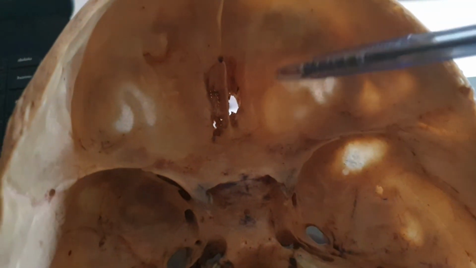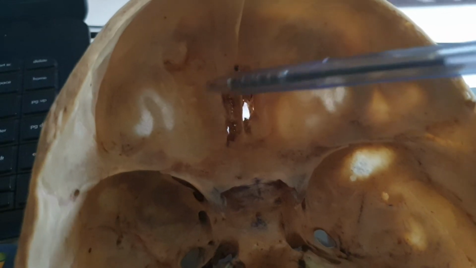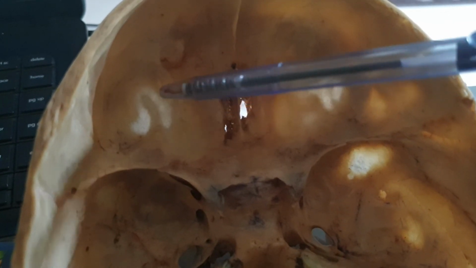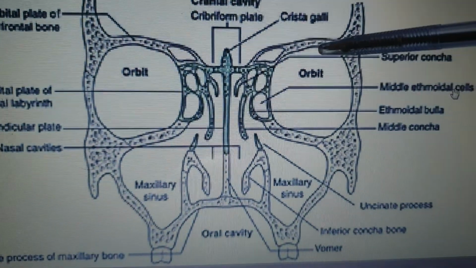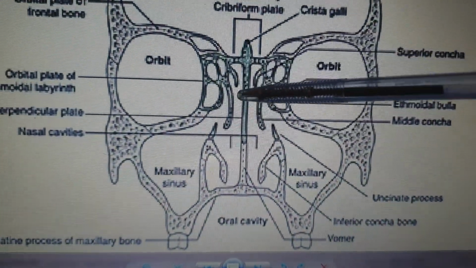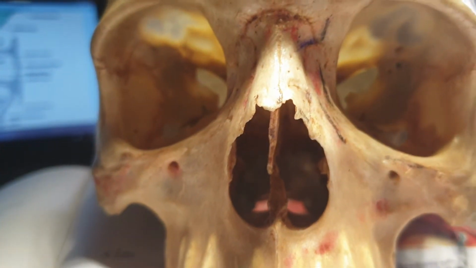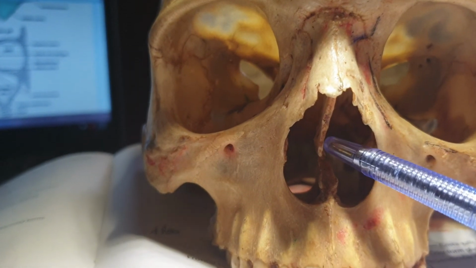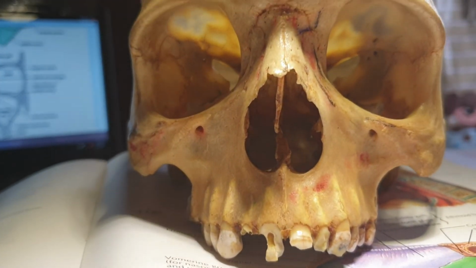If you see it on the actual skull, here is the crista galli, on both sides is the cribriform plate, and then comes the orbital plate of the frontal bone. And obviously beneath this orbital plate are the orbits. Then comes the perpendicular plate of ethmoid bone, which forms the nasal septum. And here in the actual skull, this is the perpendicular plate of ethmoid bone, which you can see inside the nasal cavity.